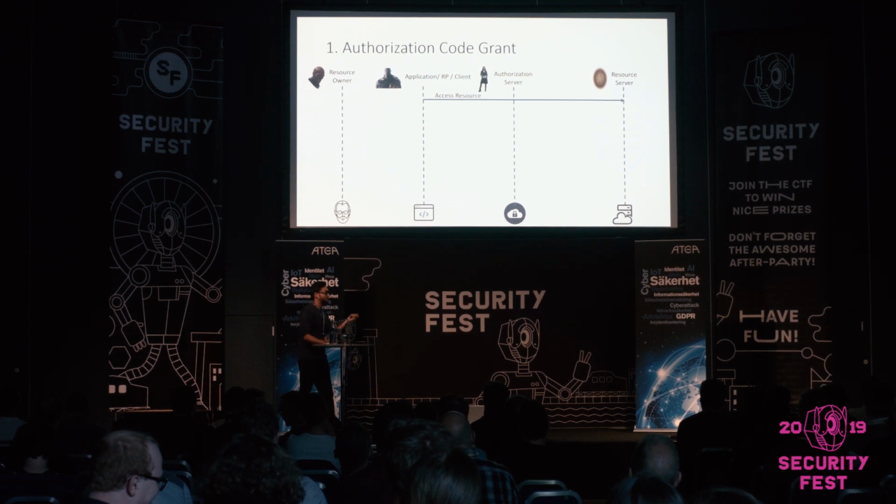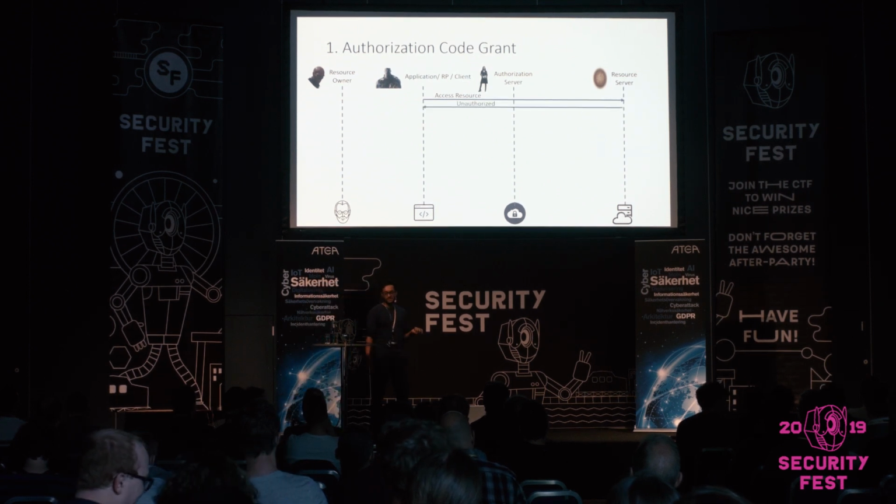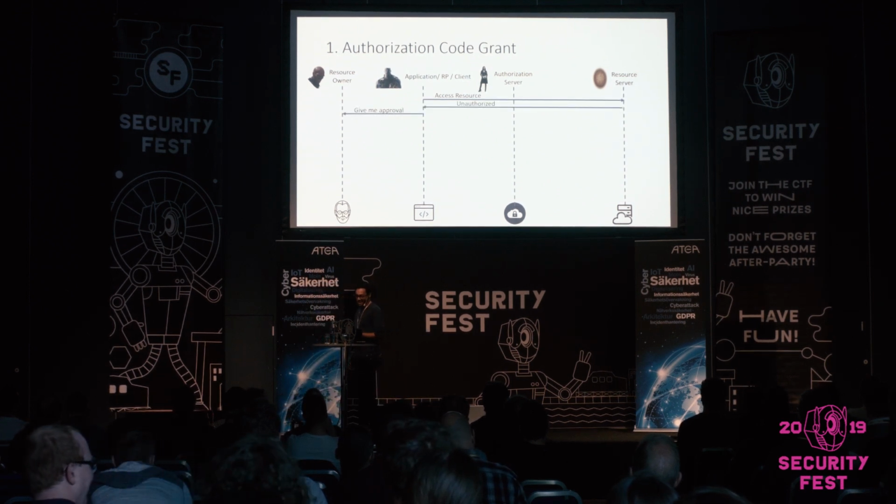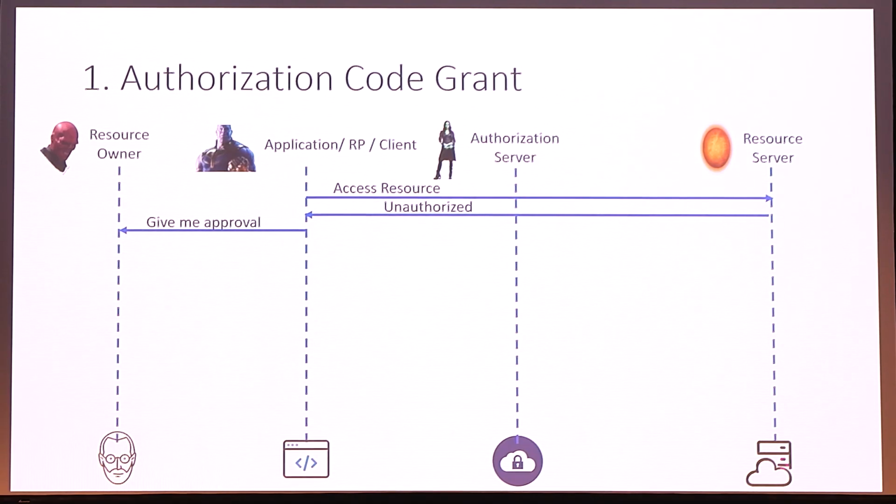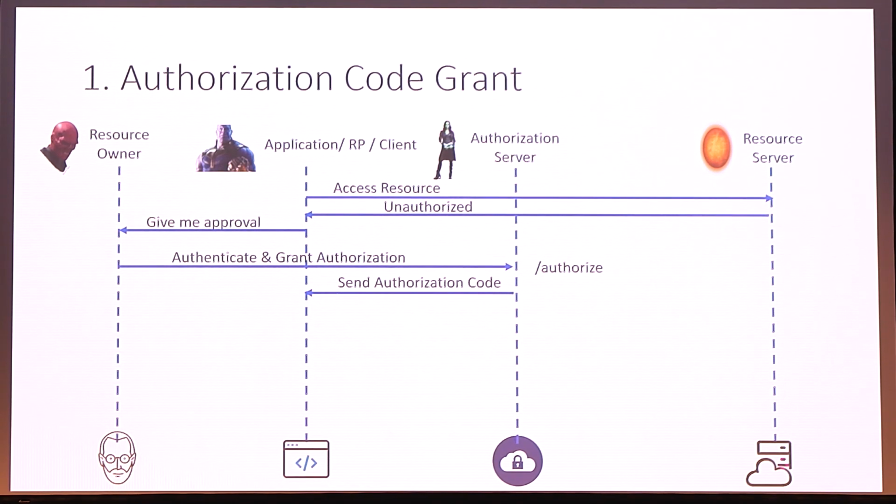So Thanos tries to access the soul stone directly, and he gets an unauthorized response. And it asks the resource owner for approval by redirecting him to the authorization server. So you get redirected to the authorize endpoint on the authorization server, and the user then approves the authorization, and that is when you get the auth code back, redirected to the application. So Thanos has been authorized to access the resource server now.